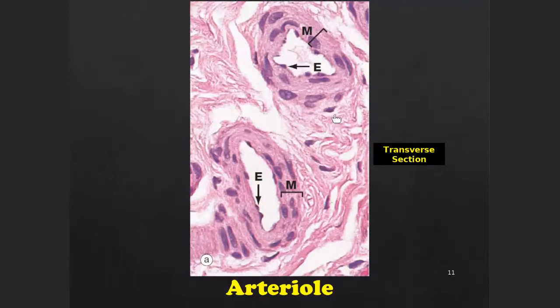Then this is your arterial transverse section. Again, this is your endothelial cells. This is your medium layer, or your muscles that are present over there. So this is your arterioles.